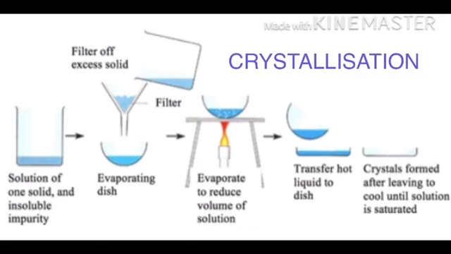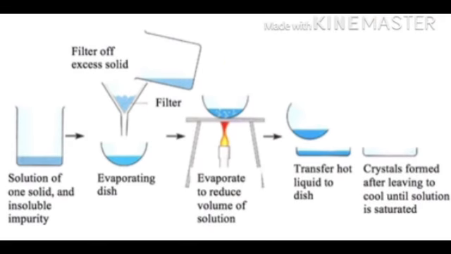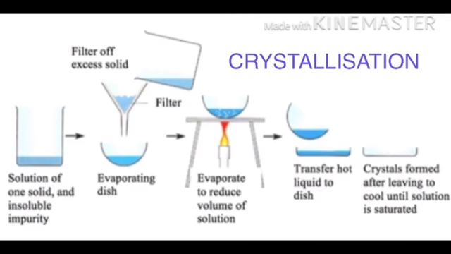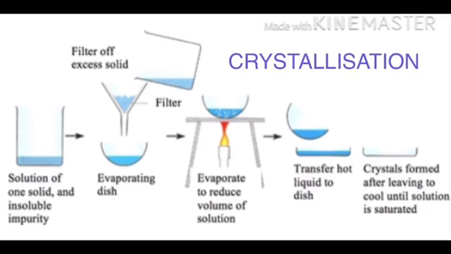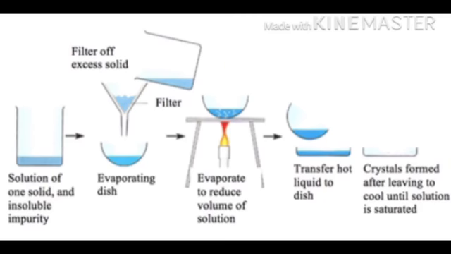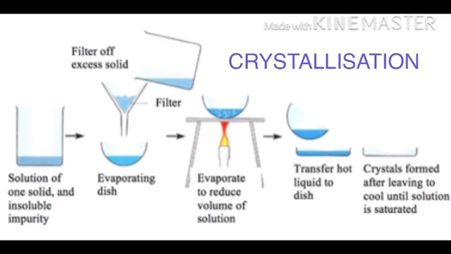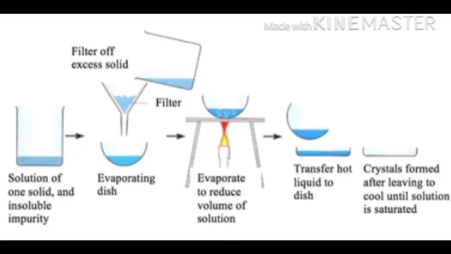The method used for obtaining a substance in pure solid, geometrically shaped crystals is called crystallization. The process of crystallization is used for obtaining a pure crystalline substance from its impure sample. For example, common salt is obtained from seawater by evaporation and crystallization.